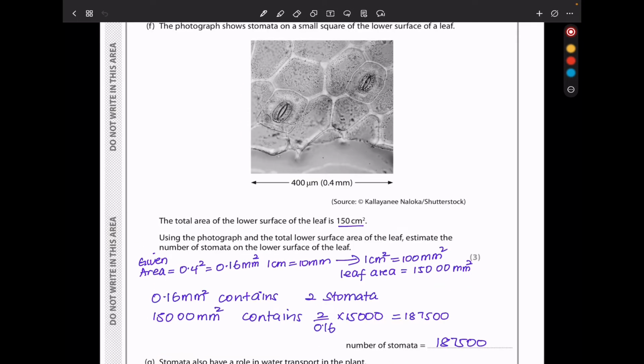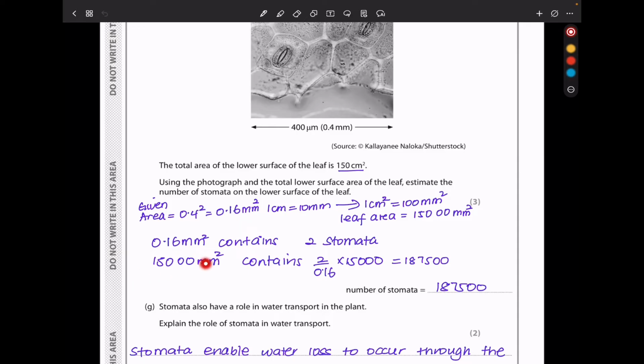The area is going to be the side length squared, which is 0.4 squared. However, this is going to be 0.16 millimeters squared. But this is in centimeters squared, so I have to convert the centimeter squared into millimeters squared. Since 1 centimeter is 10 millimeters, 1 centimeter squared is going to be 100 millimeters squared. So 150 centimeters squared is going to be 150 times 100, giving us 15,000 millimeters squared. So in this area, which is 0.16 millimeters squared, we have 2 stomata. The area 15,000 millimeters squared will contain 2 divided by 0.16 times 15,000 stomata, and the answer is 187,500 stomata.